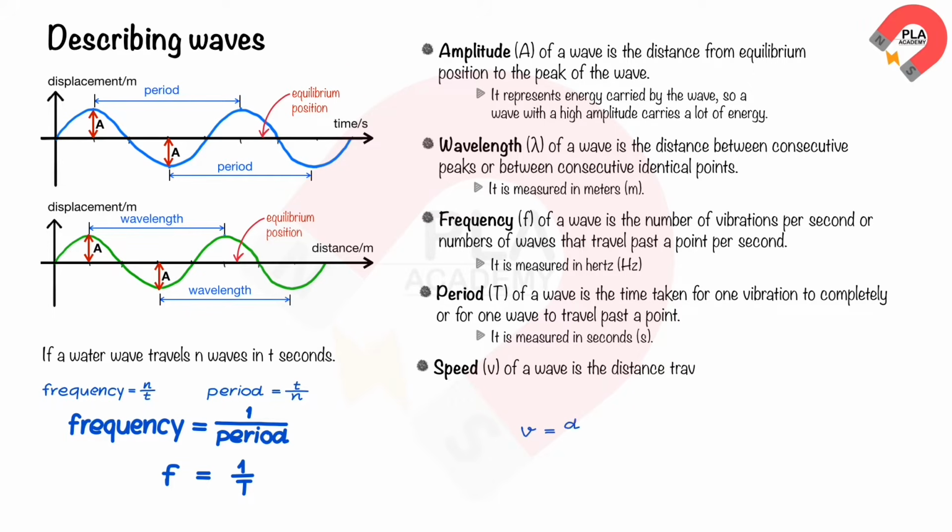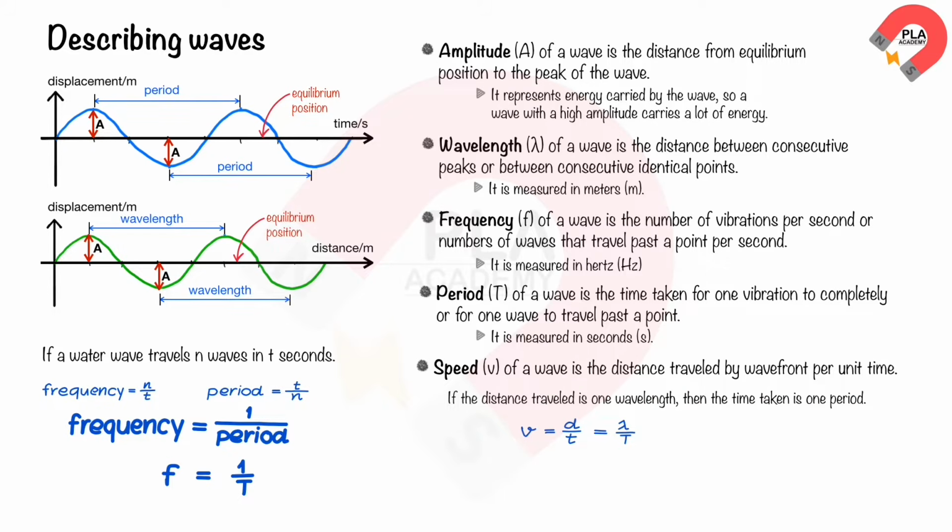Speed, v, of a wave is the distance traveled by a wavefront per unit time. It is measured in meters per second. If the distance traveled is one wavelength, then the time taken is one period. Since 1 over period is equal to frequency, speed is equal to wavelength times frequency.